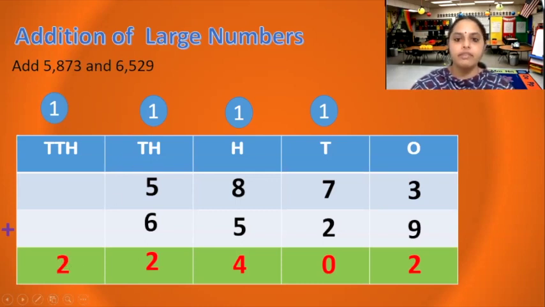So we will write 1 here. Is that clear? So when we add 5,873 and 6,529, we get 12,402. We get how much? 12,402. Did you all understand, children?